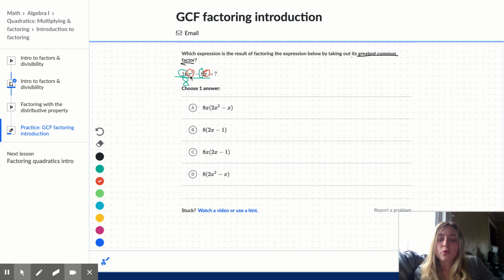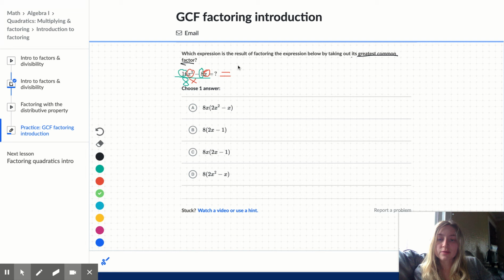So if I'm looking at what goes in evenly to x squared and x, I know that x does. So I have an x here because x divided by x is 1. That goes in evenly, and x squared divided by x is x. So that works out. Now I need to find out what this equals to, what's left.